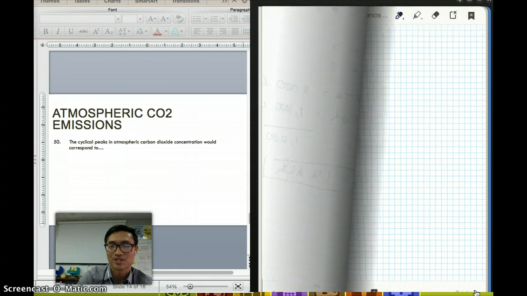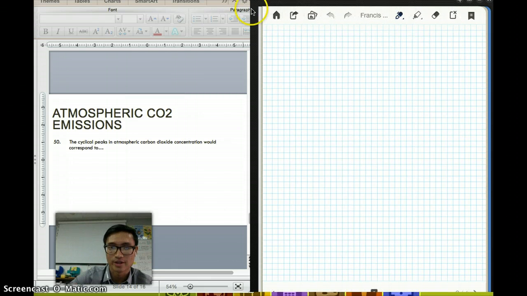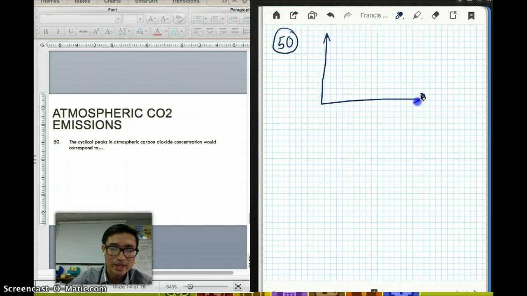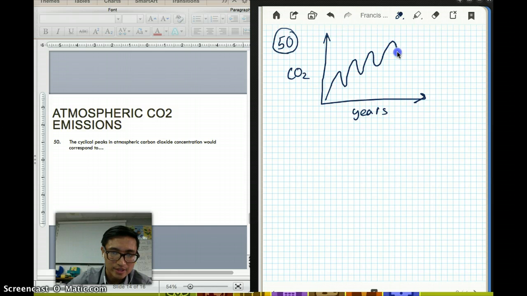Okay, so this one isn't really a math problem, but I'll go ahead and do it here anyways. So it gave you a little graph. Hopefully you have your test out in front of you. And this was going to be atmospheric CO2 levels, and this is going to be the span of years, okay? And what happened in this graph is that it would do something funny like this, okay?